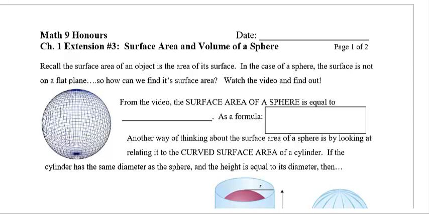Alright, this is extension number 3 for chapter 1, where I'm going to show you how to find the surface area and volume of a sphere. A sphere really is a three-dimensional circle or globe. Anyways, recall that the surface area of an object is really the area of its surface. In the case of a sphere, though, the surface is not a flat plane. So how can we find its surface area?